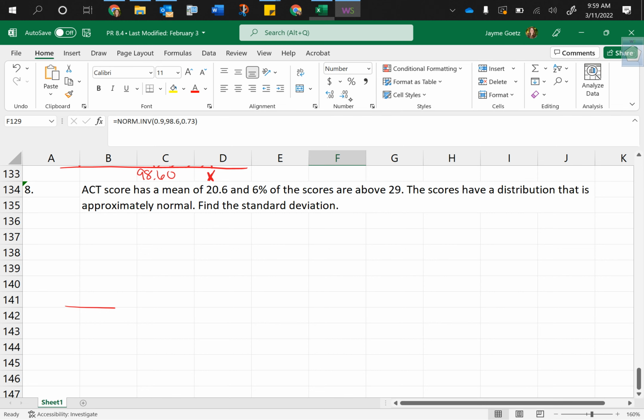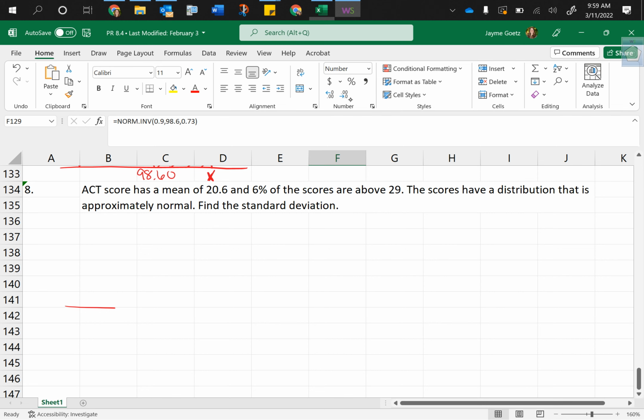Then it tells me that 6% of the scores are above 29. So it gave me the area and it gave me the x value. So I know that I'm dealing with the number 29 here, okay? And it told me that the area here is 6%, which is 0.06. Now what it wants me to do is find the standard deviation.